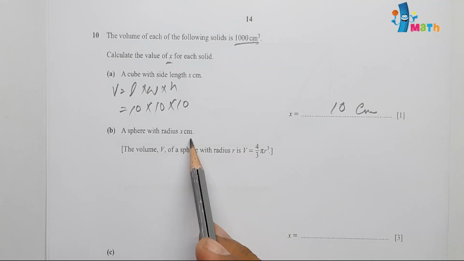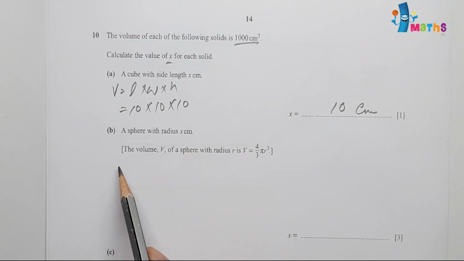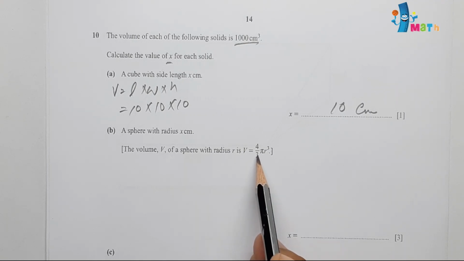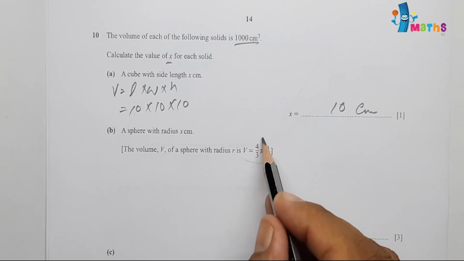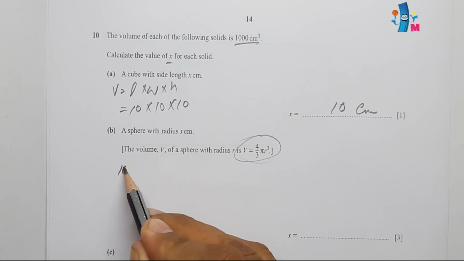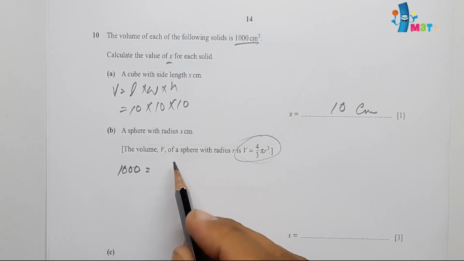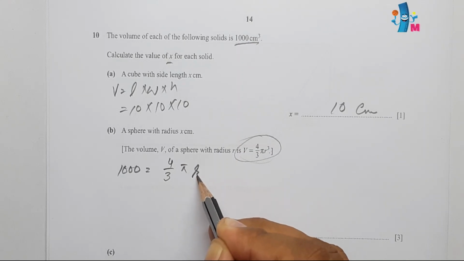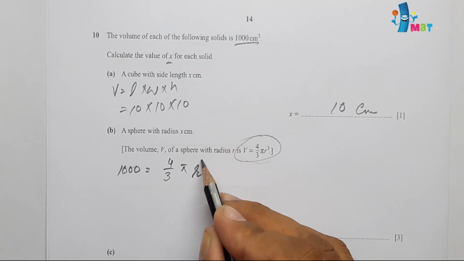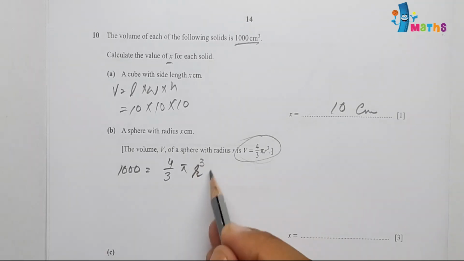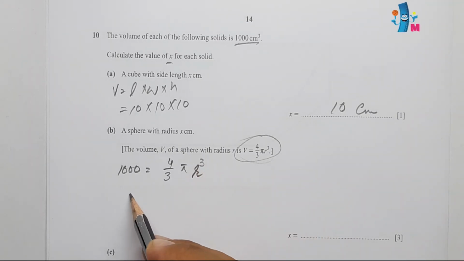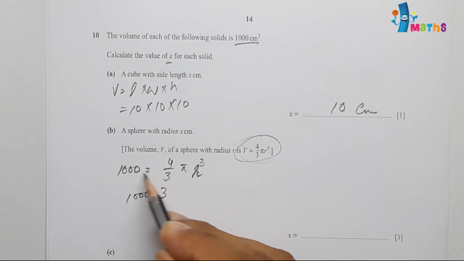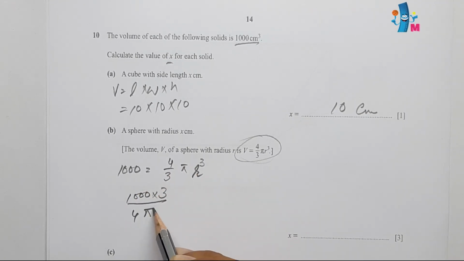So a sphere with radius x centimeters, the volume of sphere V, the formula is this one. So this is equal to 1000. So we'll replace volume. Volume, which is 1000, is equal to 4 by 3 pi r cube. So radius we have to find. So we'll make r cube as subject. So 1000, we will shift this 3 to the other side and 4 pi as denominator.